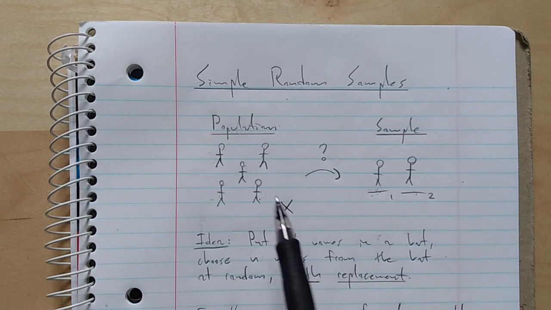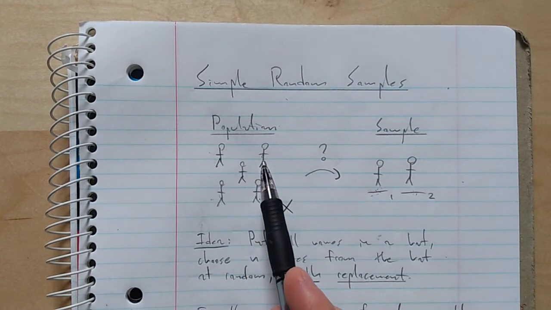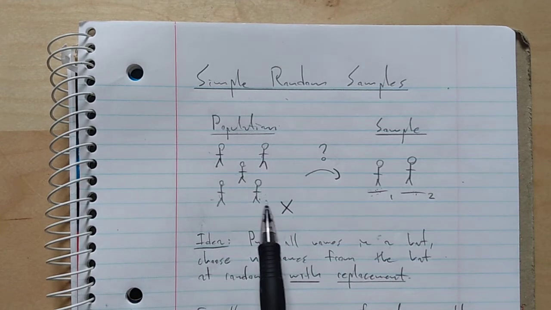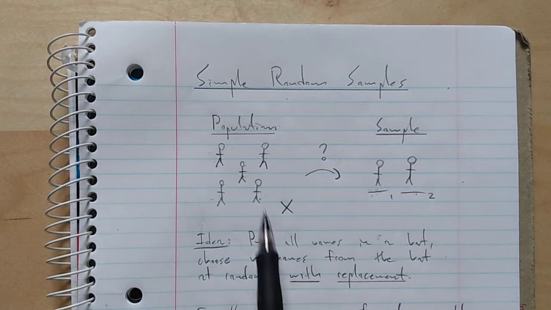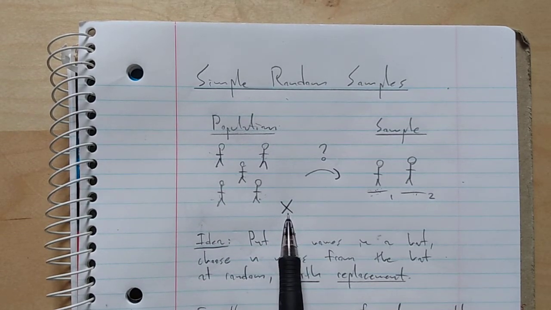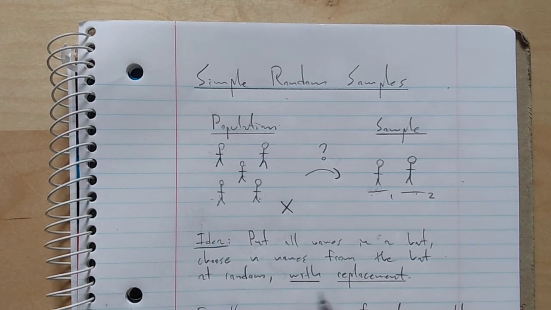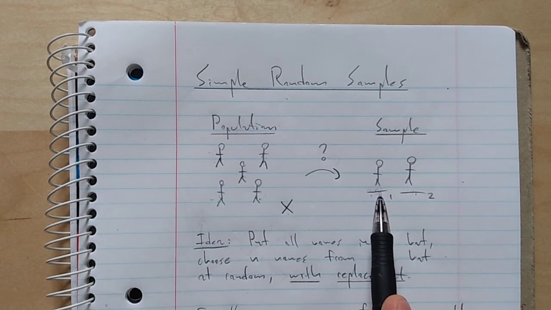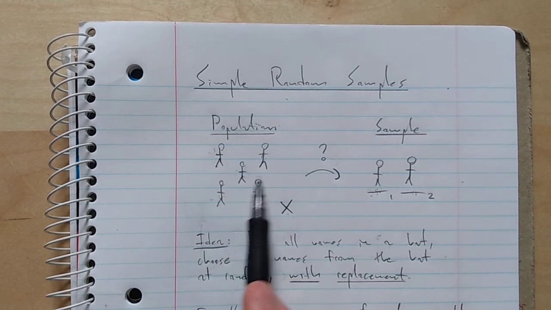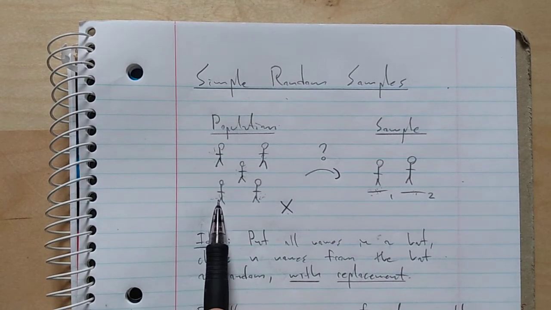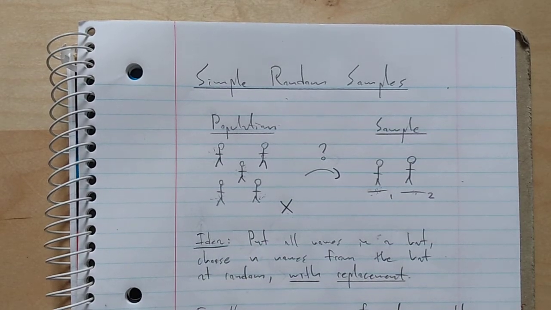To give a really concrete example, suppose that 3 of these people have shoe size 10 and these 2 have shoe size 8. Then in the population, what's the probability of getting capital X equals 8? Well, 2 out of 5, right? If this person is a randomly selected person from this population, what's the probability that his shoe size is 8? Well, 2 out of 5, because he has a 1 out of 5 chance of being this guy, 1 out of 5 chance of being this guy, 1 out of 5 chance of being this guy, and so on.